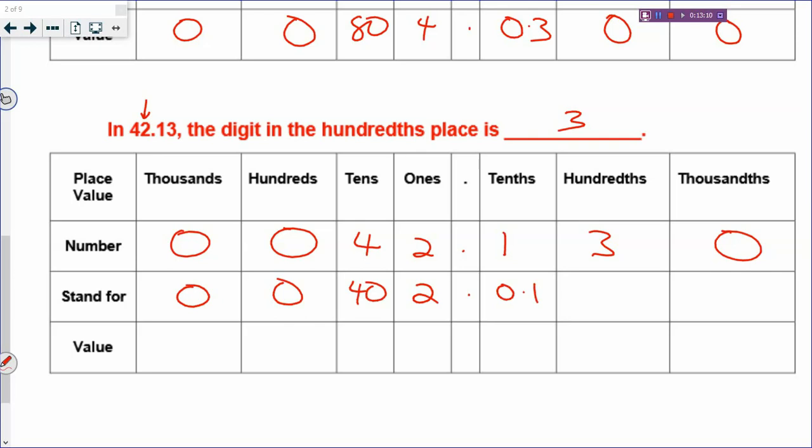What is one decimal place? It means that you have one digit behind the decimal point. So you should only have one digit behind the decimal point. So 0.1, and your digit 3 is 0.03, 2 decimal places. And then there's no digit in the thousands place, so it stands for nothing. Okay, and then the value will be the same as stands for, exactly the same answer.